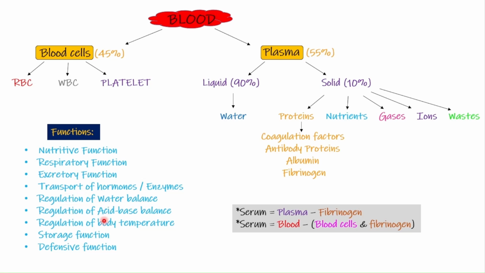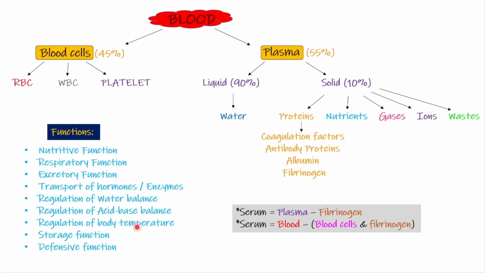Then regulation of acid-base balance in the body. So blood has buffers in it, buffers in the form of proteins, and especially red blood cells have hemoglobin, which is a protein. So these proteins in the blood act as acid-base buffers. So that's how the blood plays its part in regulation of acid-base balance.